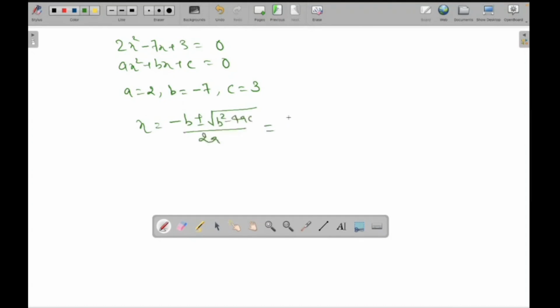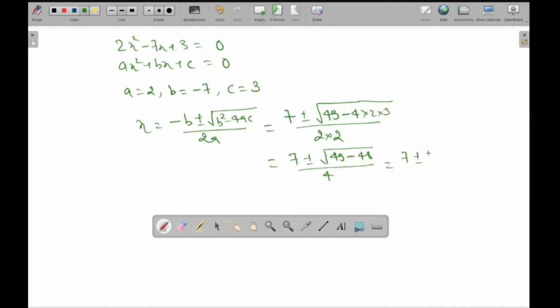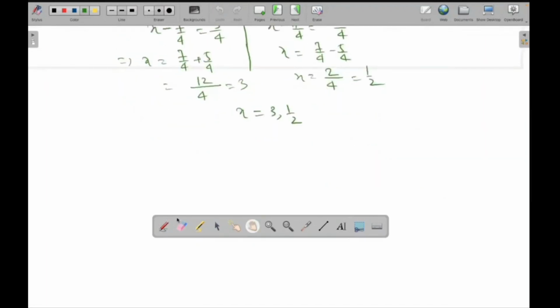My first thing is minus b, which is minus minus plus, so this will be plus 7, and b whole square will be 49, minus 4ac, 4 into 2 into 3, divided by 2 into a, which is 2. So this will become 7 plus minus the square root of 49 minus 48, divided by 4. So this will become 7 plus minus 1 divided by 4. I can take one time plus and another time minus. One will be 8 by 4, another will be 6 by 4. This will be 2, this will be 3 by 2.